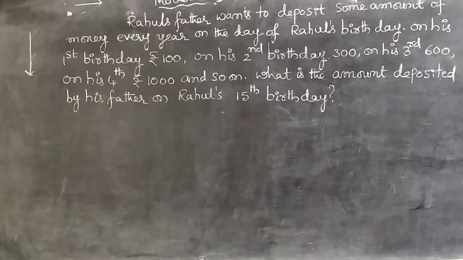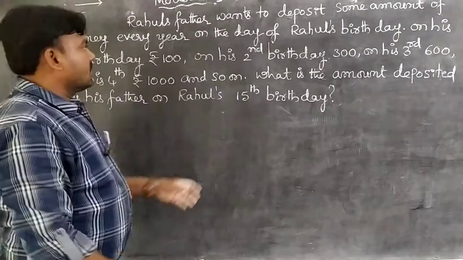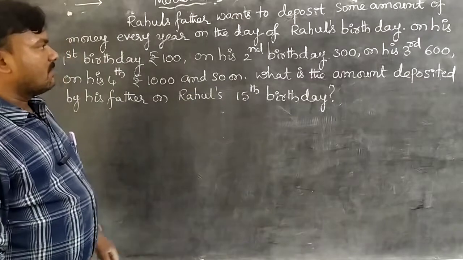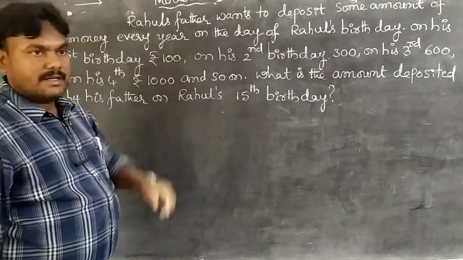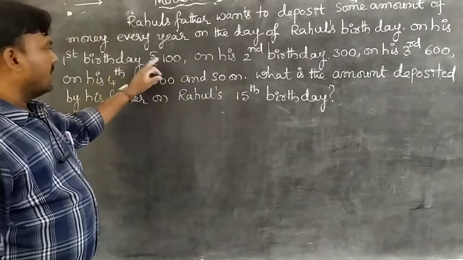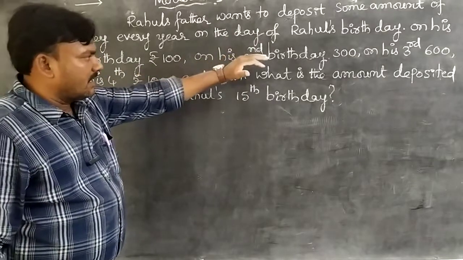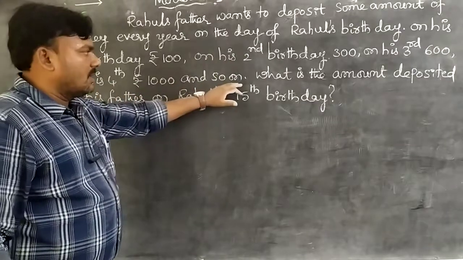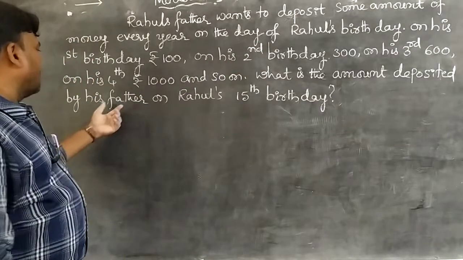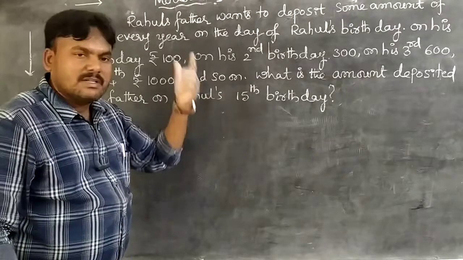Right, last model, students, observe. Rahul's father wants to deposit some amount of money every year on the day of Rahul's birthday. On his first birthday, 100 rupees. On his second, 300. On his third, 600. On his fourth, 1000 rupees, and so on. What is the amount deposited by his father on Rahul's 15th birthday?